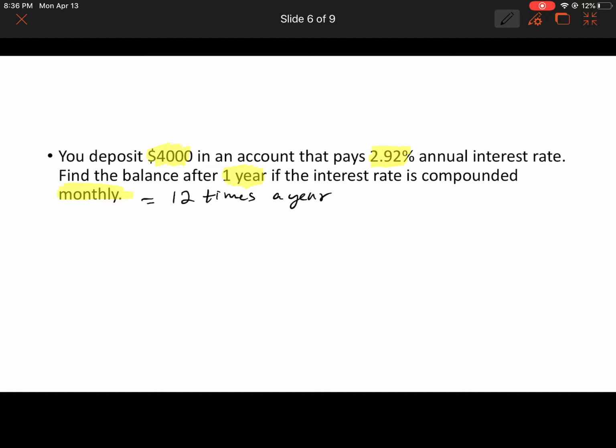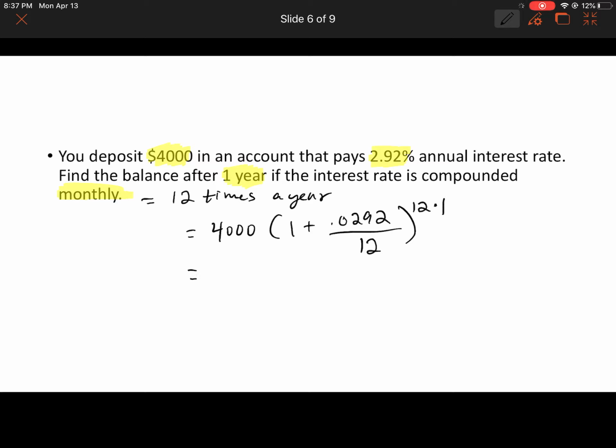Now, we're gonna start off this problem just like we did before. We want to first write down our initial value. Originally, we had $4,000. We have 1 plus 0.0292. Okay, I still divided 2.92 by 100 to get that value. And instead of writing down 4 underneath it, because it's monthly, we're going to write down 12. For our exponent, we're still going to write down 12 instead of 4. And we're going to multiply times 1 because we only want to do this for 1 year.